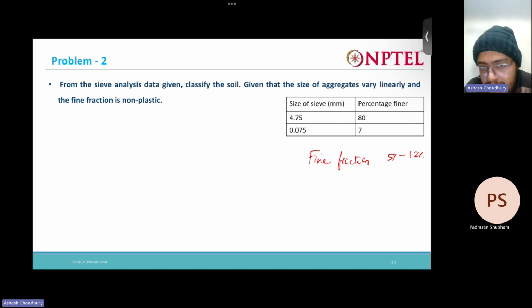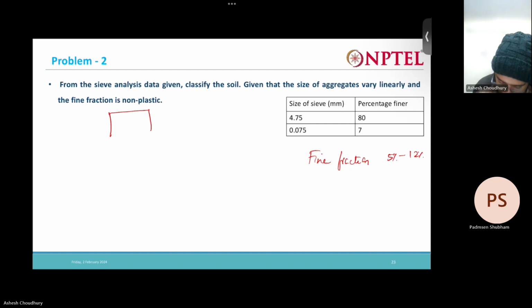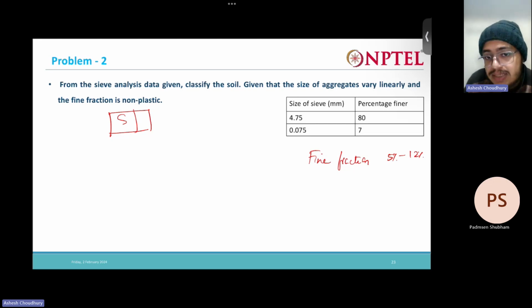80% is passing through 4.75 mm, and obviously less than 50% is passing through 75 microns. So obviously this is going to be sand again. So the prefix is identified as sand again. Right, now you tell me what will be the second part?